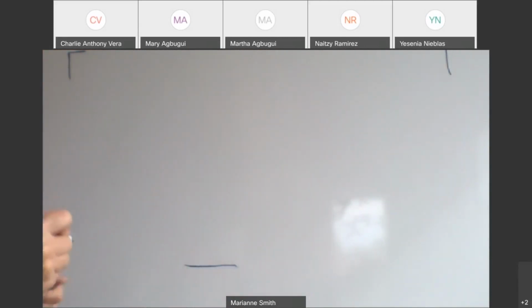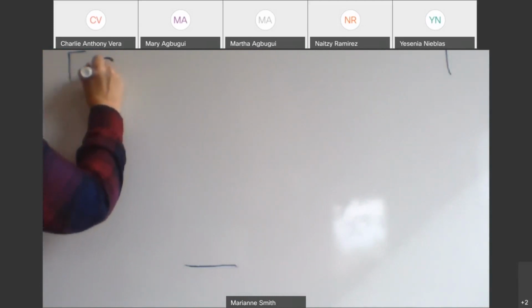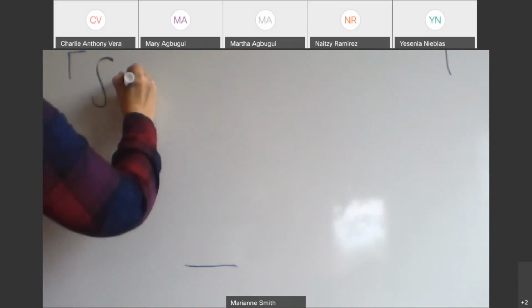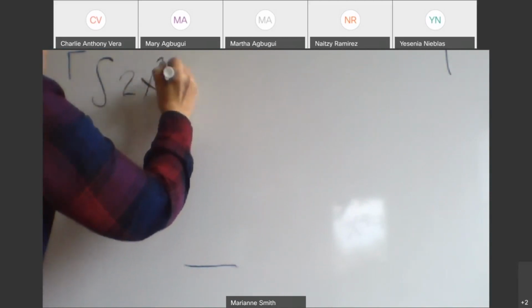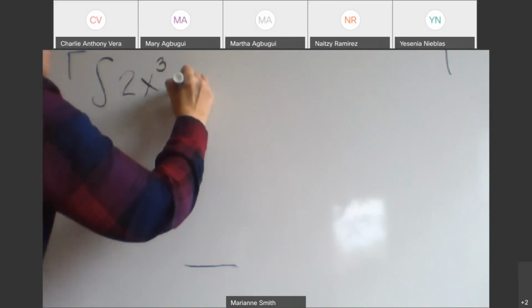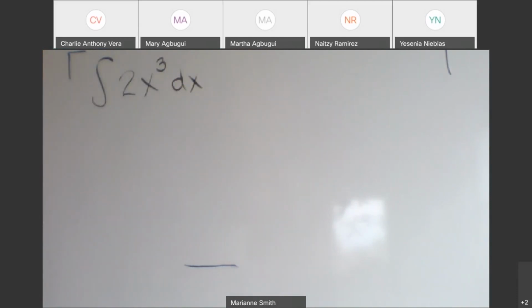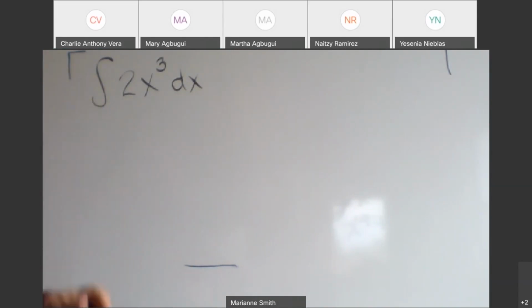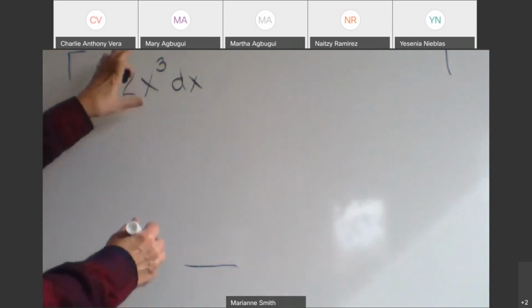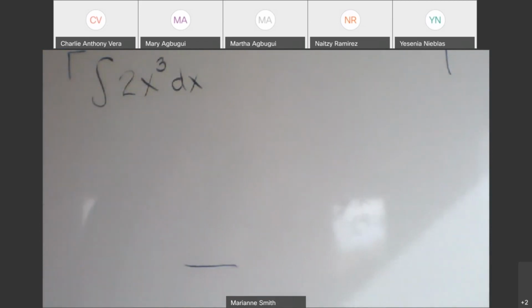All right, suppose I have an antiderivative of 2x cubed dx. I'm going to walk through this and just show you how it would work. Just like when you're differentiating, you want to make sure you just pull through the constant. Don't do anything with it while you're doing the antiderivative. Just pull it through and focus on the part of the integrand that has the variable in it.